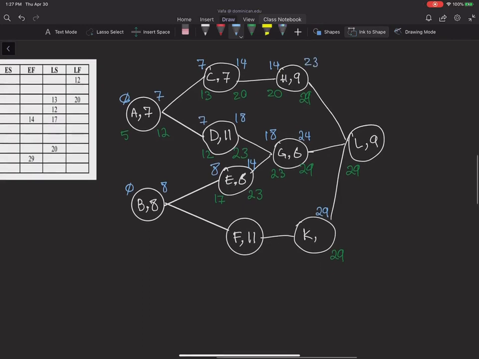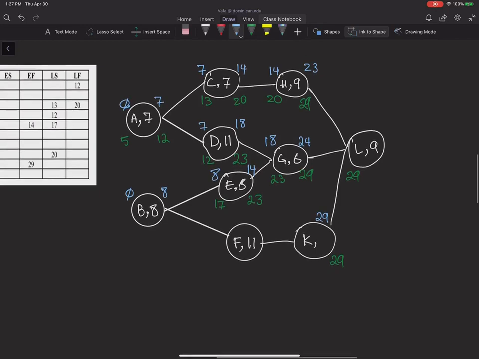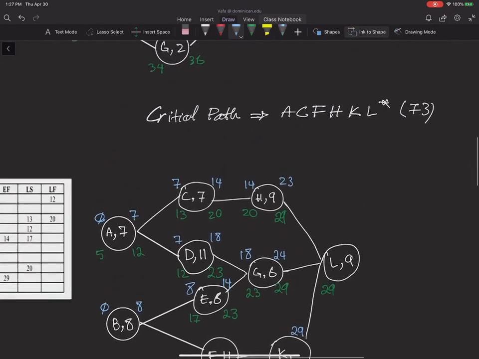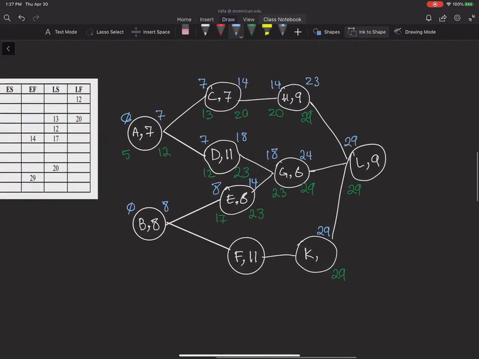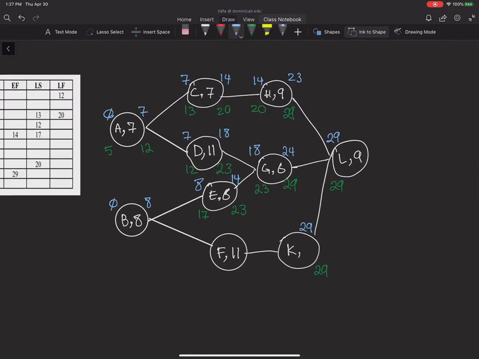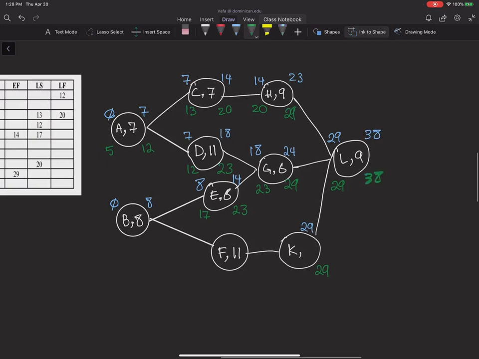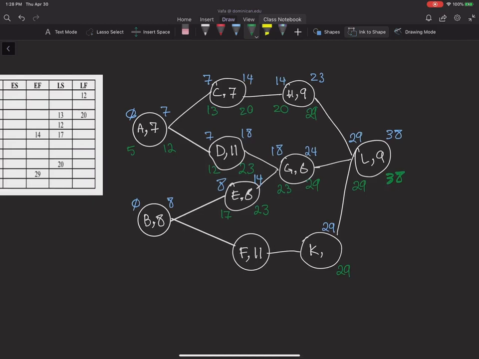Okay, then take a look at H, G, and K. I have 23, 24, and 29 as the early finishes, okay? So among these three, I take the maximum, or 29, and put it as the earliest start of L. Now that I have the earliest start of L and I have the duration, I can find the early finish, and I know that for the terminal activity, early finish and late finish are equal. So this will basically give me all the information that I need for activity L.